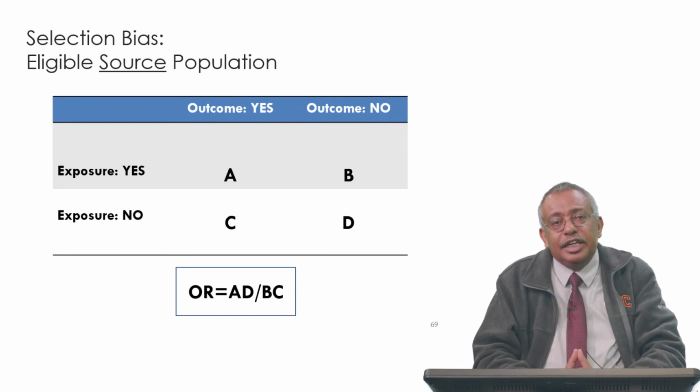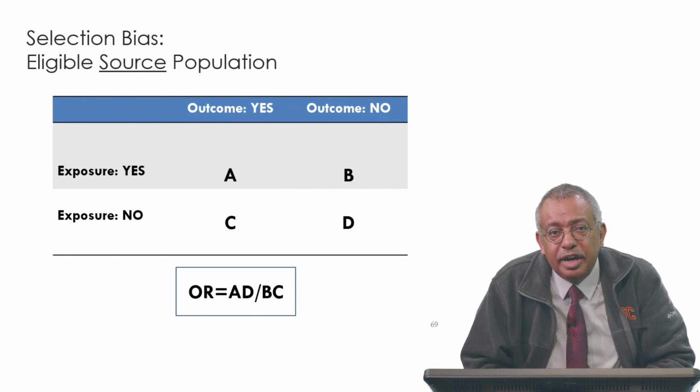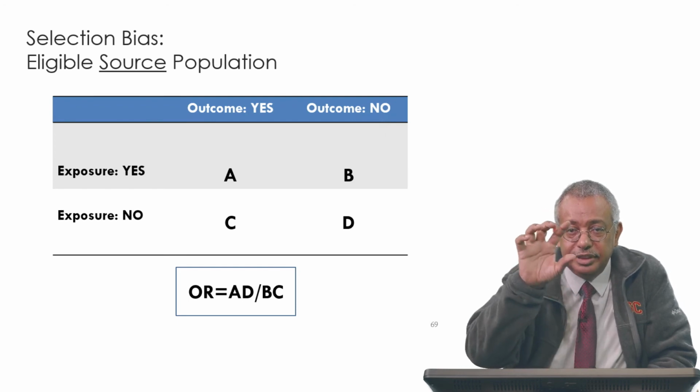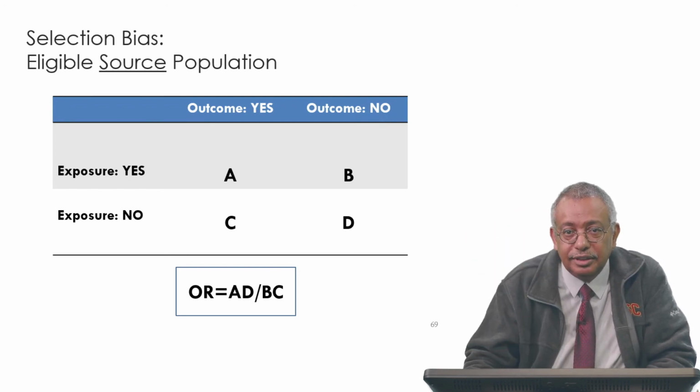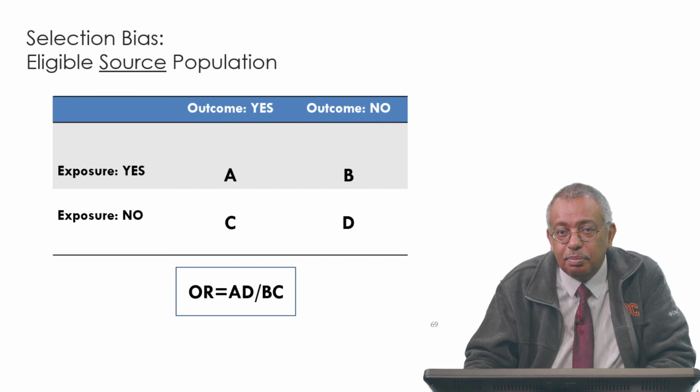So, in terms of selection bias, let's say you have an eligible source population and you have outcome yes or no, that's on the top side here, and then the exposure is also yes or no. So you have some people that have yes for the outcome and yes for the exposure, A, and then outcome no, exposure yes is B, and then outcome yes, exposure no is C, and so on.